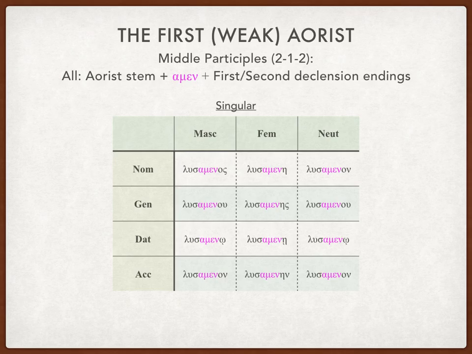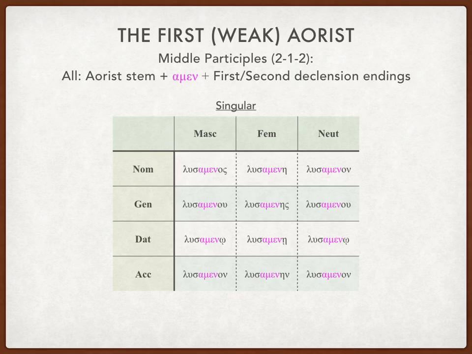The middle voice is even simpler. Remember, middle participles follow a 2-1-2 system, so they will have second declension endings for the masculine and the neuter instead of third declensions. The formula here, very simple. The aorist stem plus amen, which makes the participle in magenta here, plus your 2-1-2 or first and second declension endings. So let's take a look at the chart here in the singular forms, starting with the nominatives.